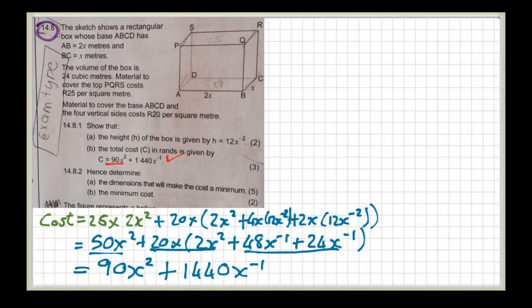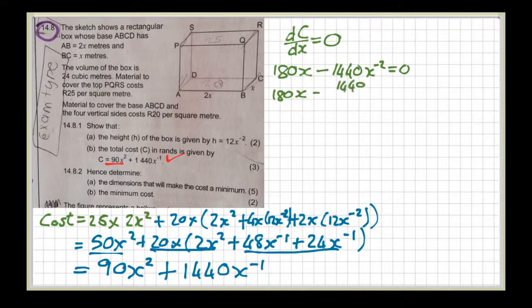Let's quickly go over because our time is running out. Next up, they ask you the dimensions to make the cost a minimum. So to make the cost a minimum, I am going to derive and make it equal to 0. So if I derive this and make it equal to 0, I've got 180x minus 1440x to the negative 2. Now I need to solve this. So to solve it quickly, 1440 over x squared equals 0.